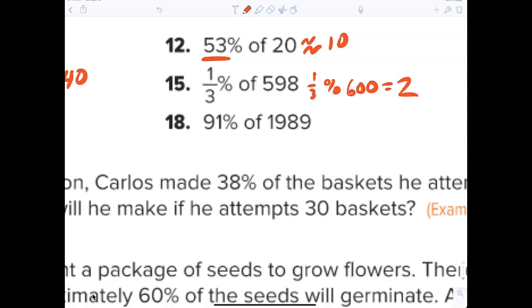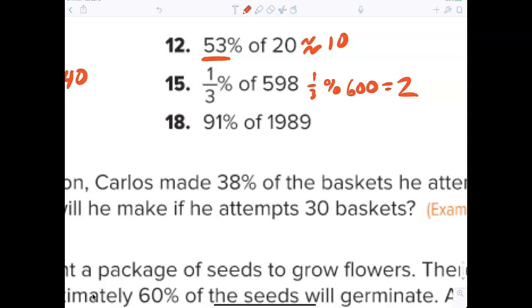What does 1% equal? 6. Right? So we want 1/3 of 1%. So what's 1/3 of 6? Now you're with me, right? Yeah, that's a tricky one, guys. I'm making sure you understand. Raise your hand if you're not sure. I want to explain it to you.